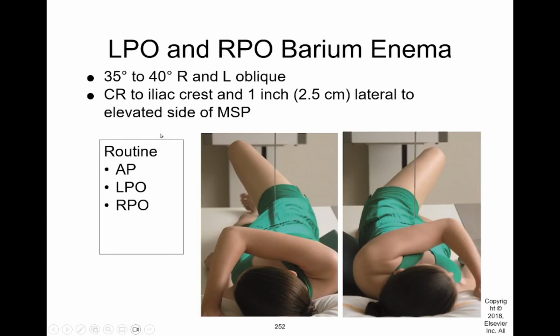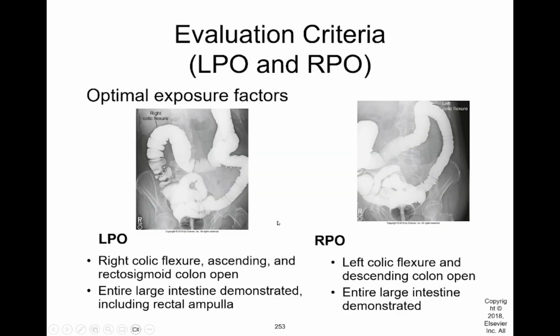So your body positioning looks like this. Again, 35 to 40 degree oblique. And you're going to do both LPO and RPO. And your central ray is going to be about 1 inch lateral to the elevated side, mid-sagittal plane. So if you go just medial to the elevated side ASIS, it should give you the same thing. It's a little less guesswork. And what they're going to look like is that.